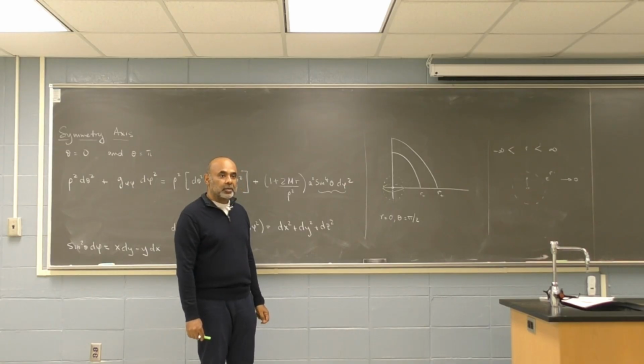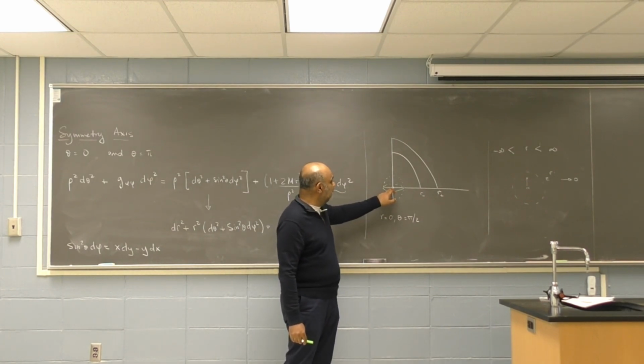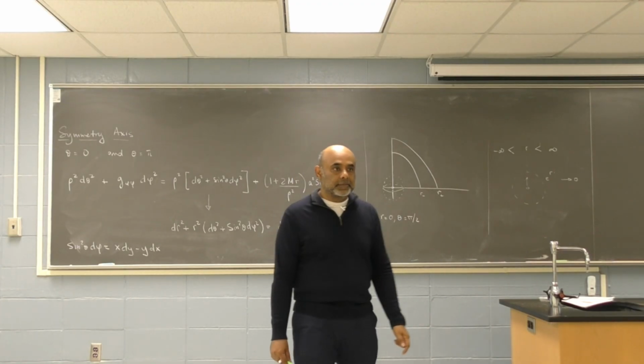What is the coordinate of the point that is not a part of the manifold? Oh, this is the point r equals minus infinity. Twice. Just like r equals infinity is not included.